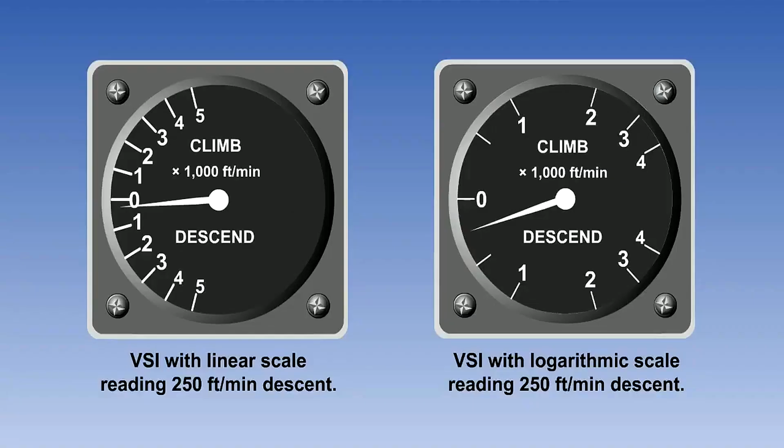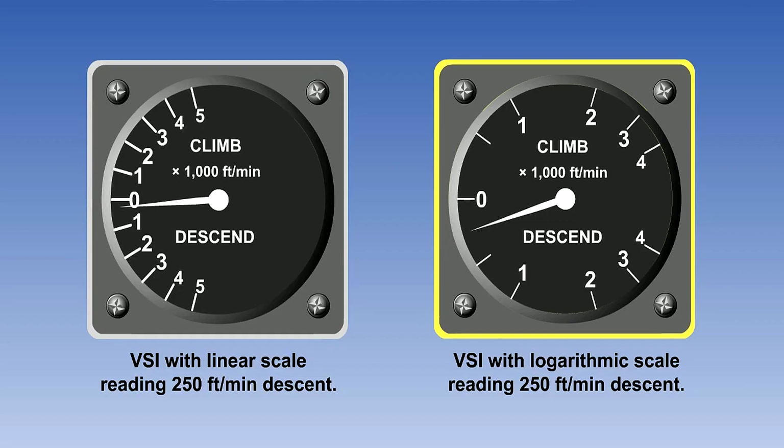Pressure fluctuations in the static line may result in transient pressure errors, but the effect will be small. There are two basic types of display for the instrument dial. The display on the left uses a linear scale to show the rate of climb or descent. In this particular example, the display is graduated in equal increments of 1,000 feet up to a maximum rate of climb or descent of 5,000 feet per minute.